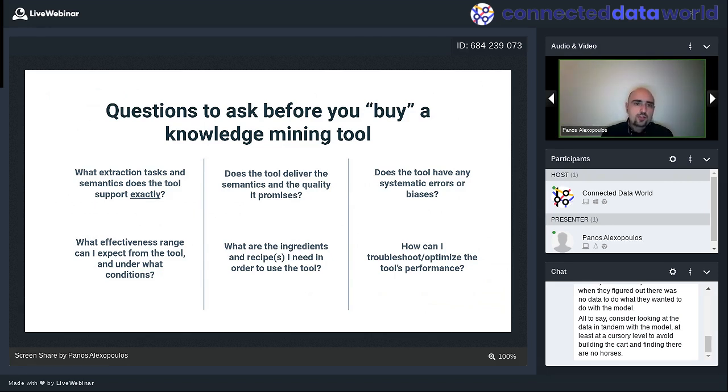So the first question to ask is, what extraction task and semantics does the tool support exactly? And I say exactly because, as we'll see, the devil is in the details here. The second is, does the tool deliver the semantics and the quality it promises?